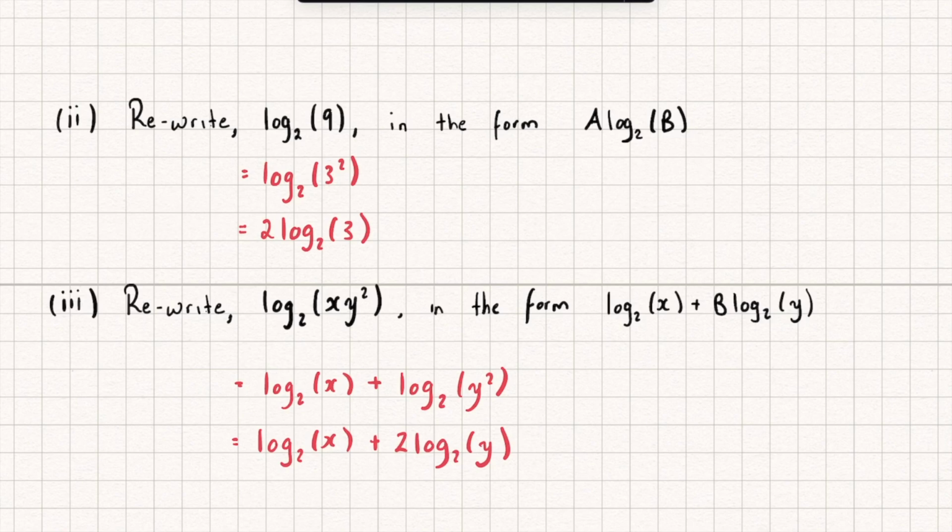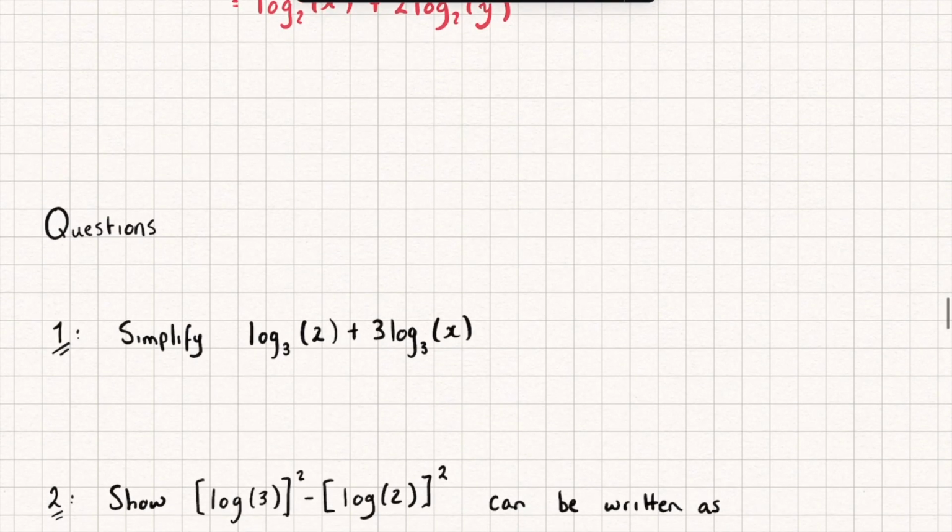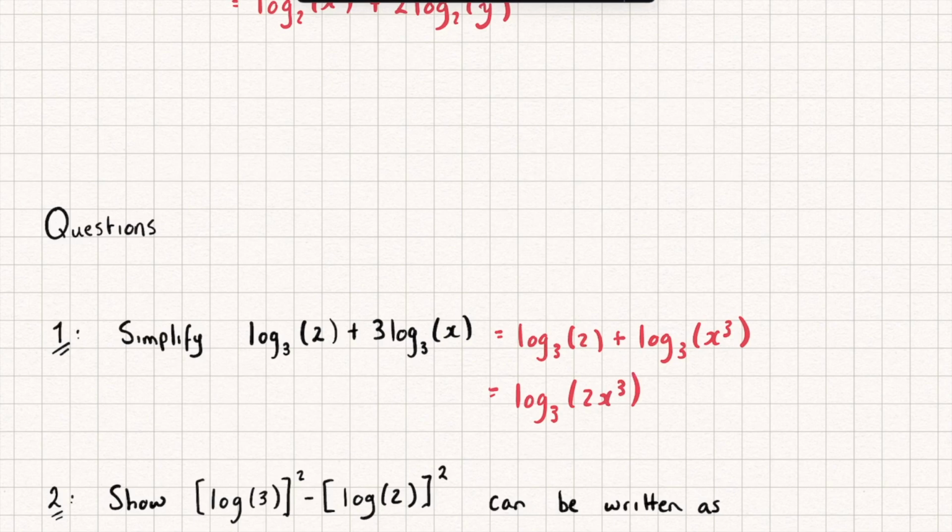To finish, we're just going to look at a couple of generic questions that are going to use all of these rules. And so the first one, we're asked to simplify log base 3 of 2 plus 3 lots of log base 3 of x. Well, the first thing I'm going to do is bring this coefficient up into the power. And so I've got log base 3 of 2 plus log base 3 of x cubed. And now I could apply my product rule and I get log base 3 of 2 lots of x cubed. And we've simplified that logarithm.